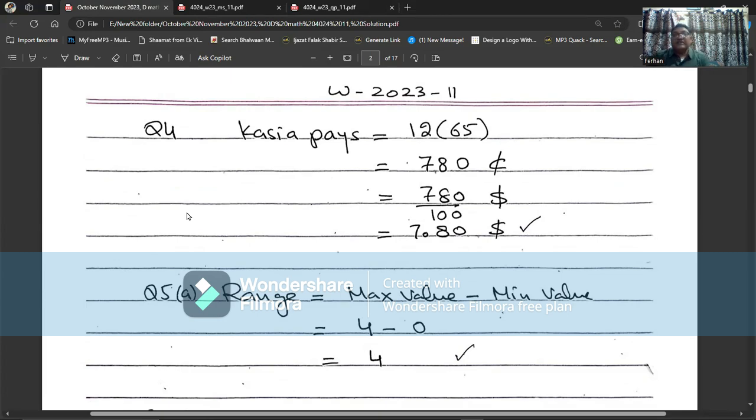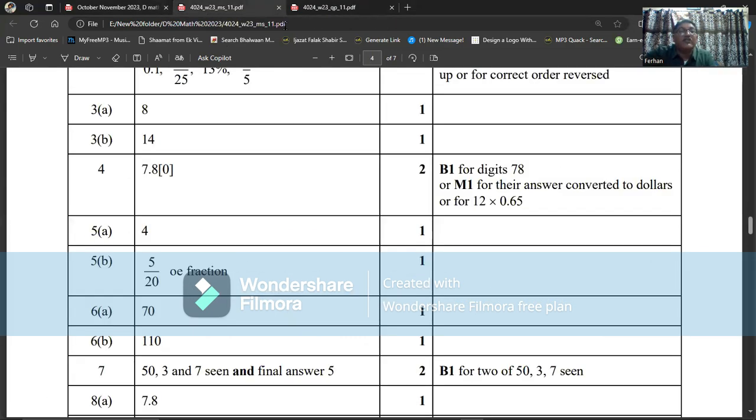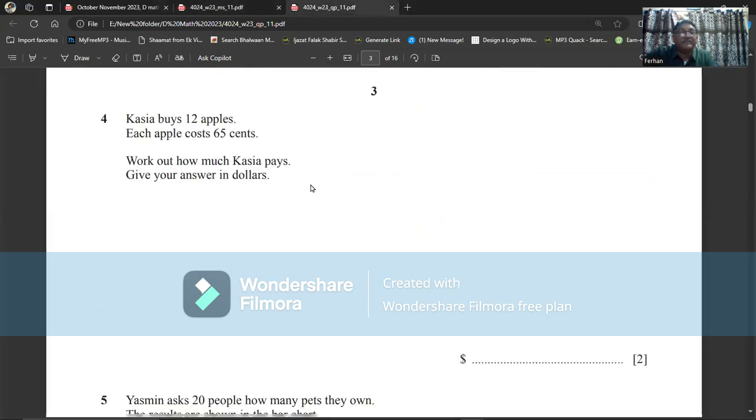If you want to convert it into dollars, you will have to divide by 100 because in $1 there are 100 cents. So 780 divided by 100 will be $7.80. Here you see, when I divide by 100, I move the decimal 2 steps to the left. $7.80 is the right answer, sir.